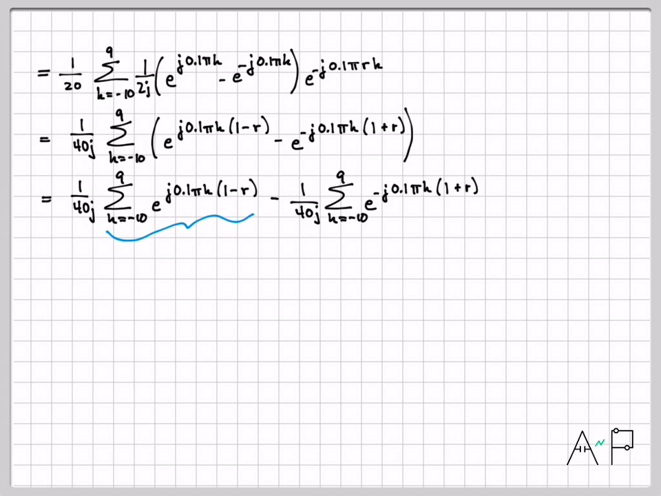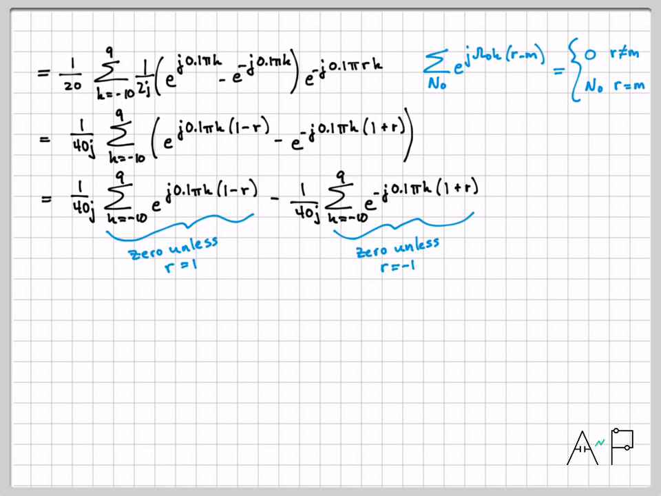If you recall that when we have summations of this form, most of the time we get 0. In fact, this summation is 0 unless r is equal to 1. Similarly, this summation is 0 unless r is equal to -1. Where is that coming from? We'll go back in this playlist and watch a video, and we solve for the fact that this summation is equal to 0 when r is not equal to m, and this summation turns into N naught for the case when r equals m. And that's the exact same form that I have here.